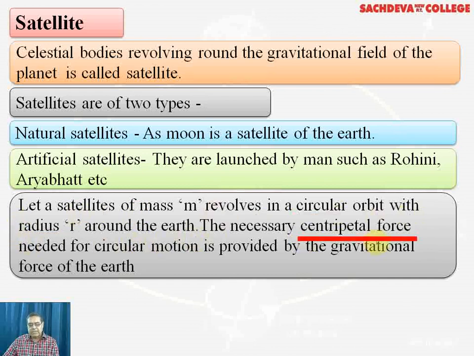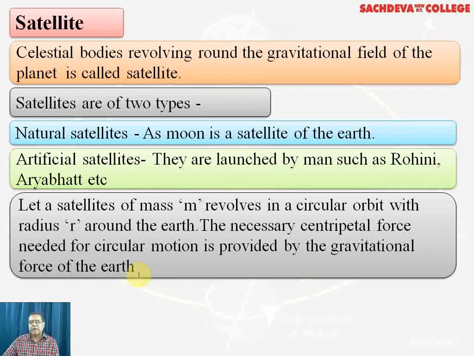The necessary centripetal force needed for the circular motion is provided by the gravitational force of earth. For example, if earth is moving around the sun, then the gravitational force between sun and earth will provide the centripetal force to earth so that earth can revolve around the sun. The same is the case with the satellite. The centripetal force needed for the circular motion is provided by the gravitational force of earth on that satellite.